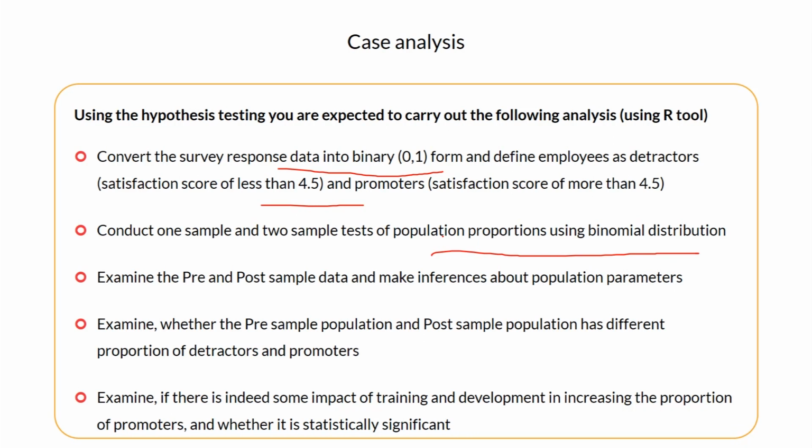That is, we'll try to examine whether the promoters and detractors have equal probability of appearing in pre and post samples. If not, then we'll examine whether there is a statistically significant impact of training and development program on the proportion of promoters and detractors on the pre and post data.